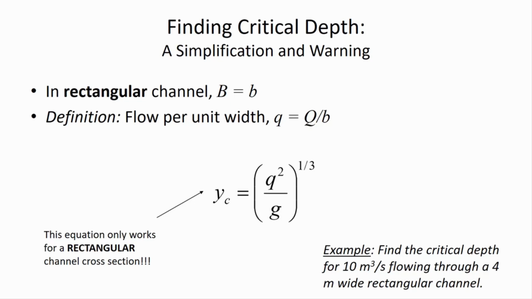And then the critical depth y sub c, we can only use this when it's a rectangular channel. So it's going to be the flow per unit width, 2.5 meters squared per second, squared, divided by 9.81 meters per second squared, and then take the 1/3 power of that. So 2.5 squared divided by 9.81 to the 1/3 power again gives you the depth of 0.860 meters.